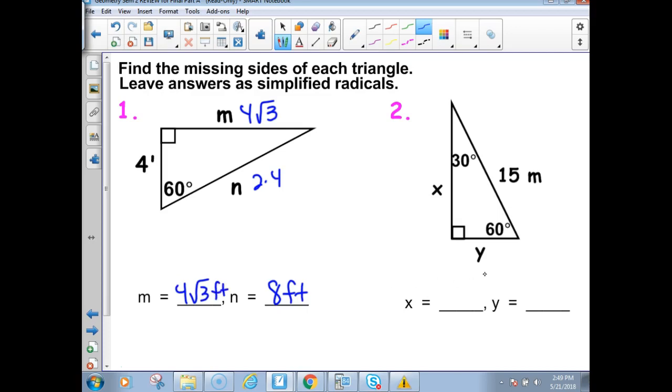Another one. This is a 30-60-90. The hypotenuse is 15, so the short leg is half of that. You can write 15 halves or 7.5. That would be y. If you want to use the decimal, it doesn't bother me. The long leg is 7.5 times the square root of 3 meters.